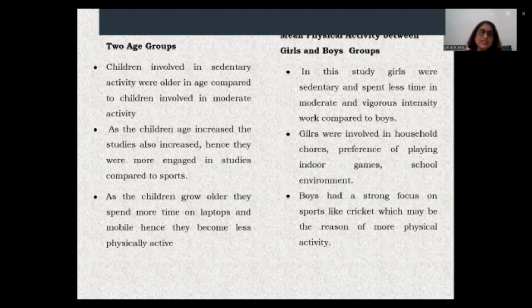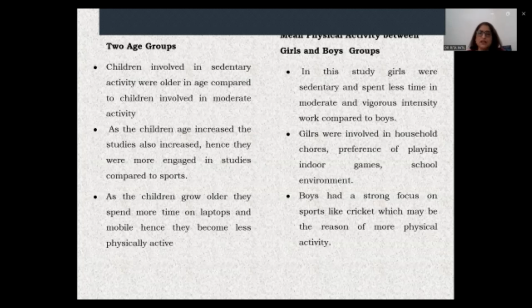Of course, as age increased, their studies increased, and therefore more time was spent in studies compared to sports. Today, with attractions, as children grow older they spend more time on laptops, mobiles, and other electronic devices, thus making them physically less active. The girls were sedentary and spent less time in moderate and vigorous intensity activity compared to boys.